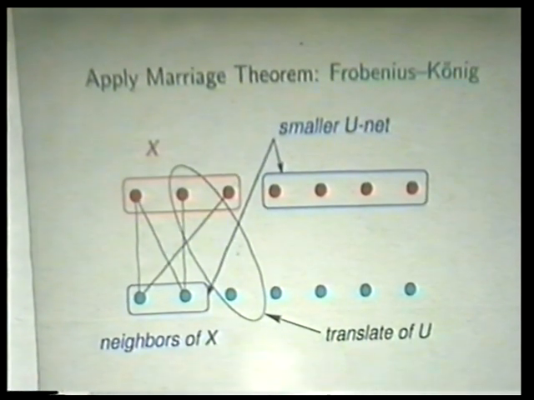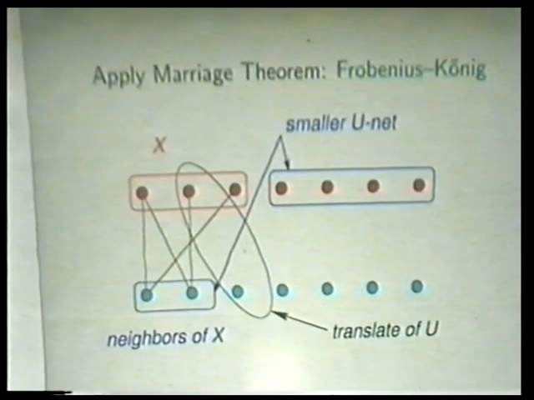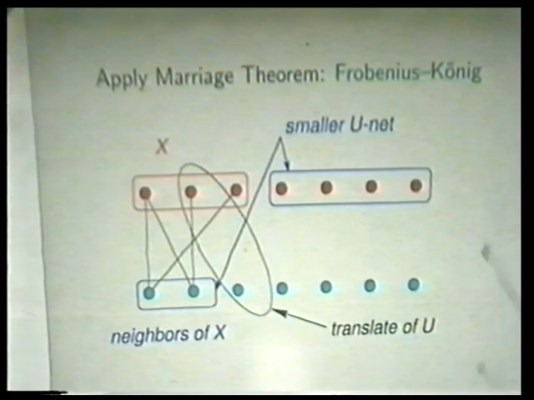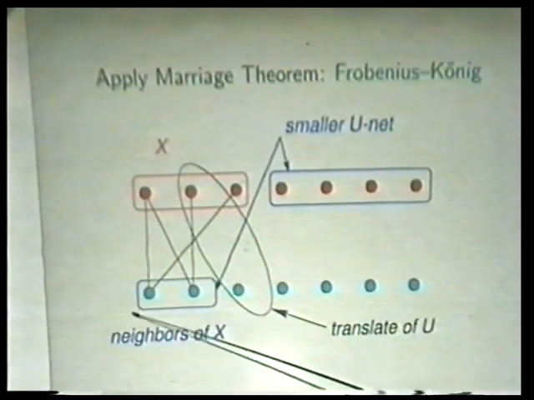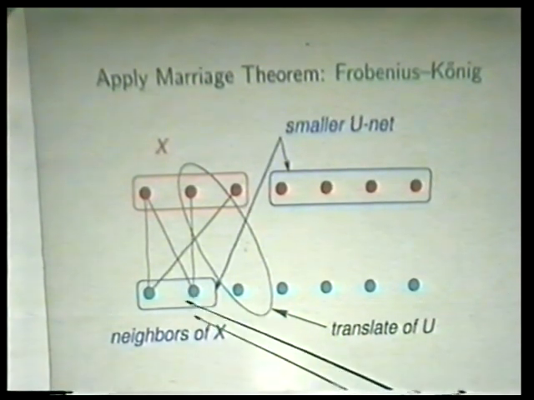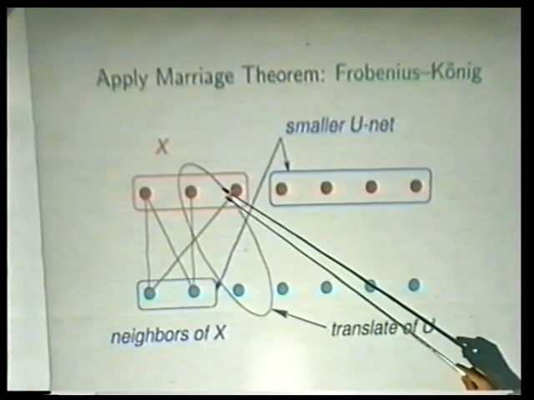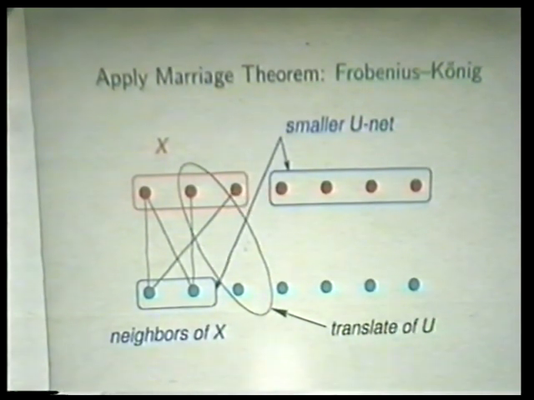It says that what you have to do is to look at a set X of red points. So that's one of these minimum U-nets. And you look at the neighbors of it, and you count the neighbors. And if the number of neighbors is at least as large as the set, and that holds for every X, then there is a matching.